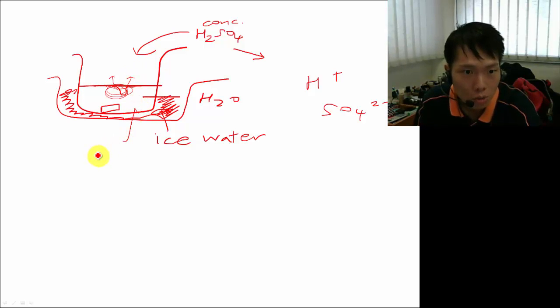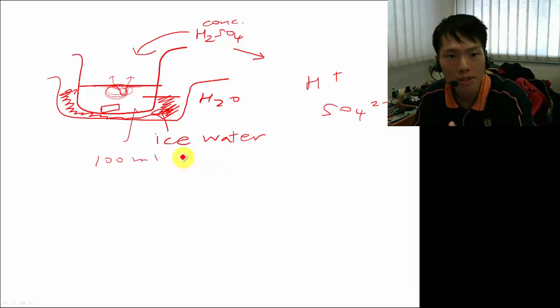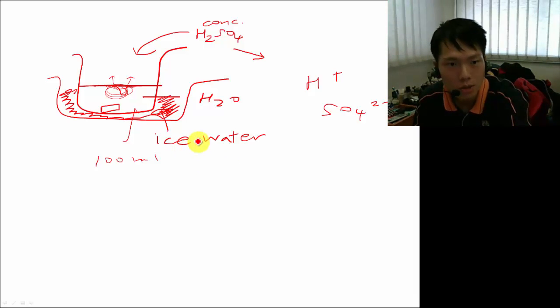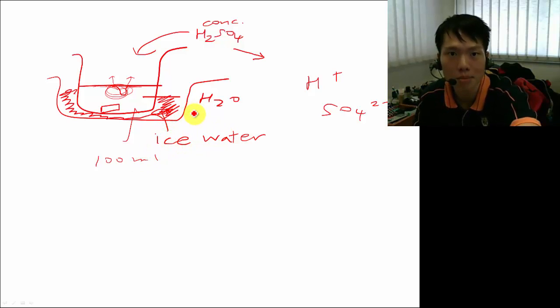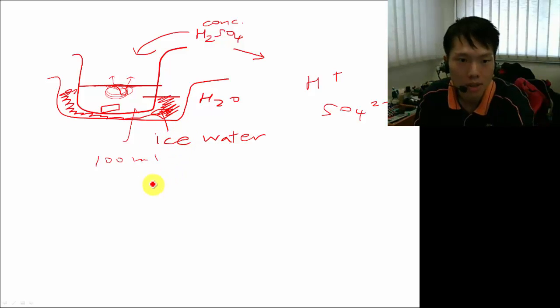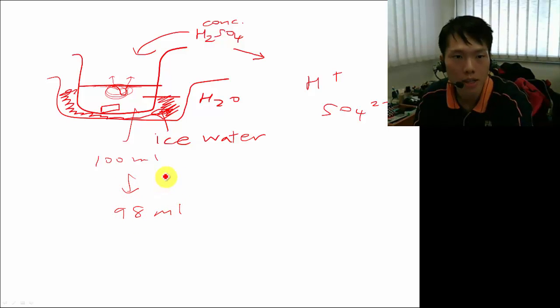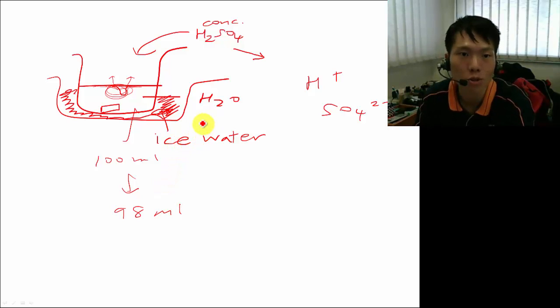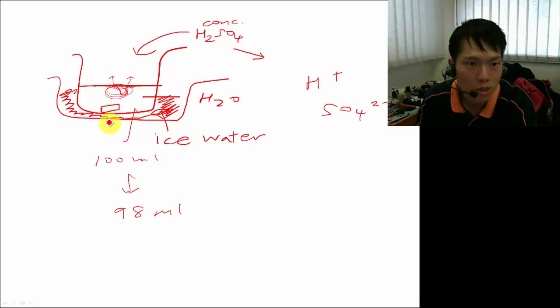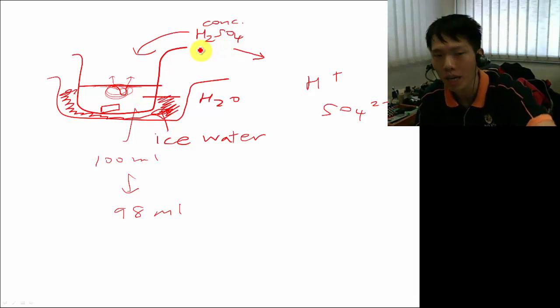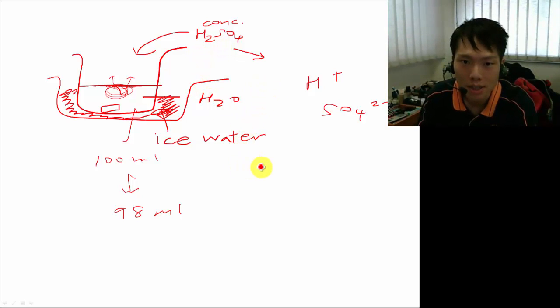Not good, because suppose you measure 100 ml of your water. You calculated the concentration required after dilution, so you need 100 ml of water, but then after adding some concentrated sulfuric acid, it gives you only 98 ml of water, because 2 ml has been vaporized by the heat evolved from the dissolution process. So it's very critical that you put this whole beaker in an ice bath with stirring and add the concentrated sulfuric acid dropwise. Okay?